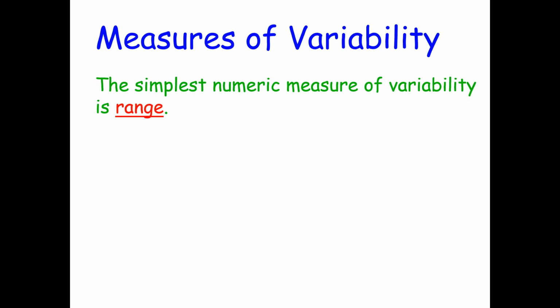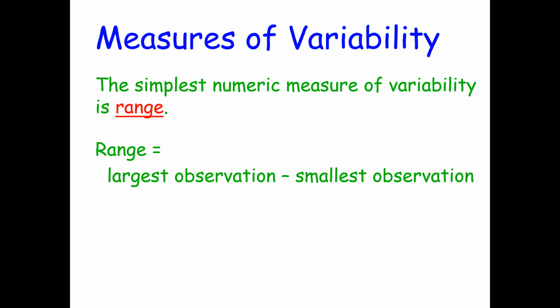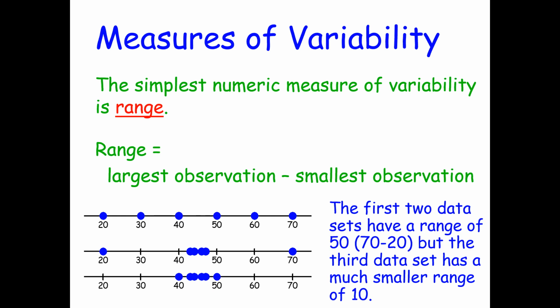The simplest numeric measure of variability is range. Range is taking the largest observation and then subtracting the smallest observation from it. Here, the first 2 data sets have a range of 50. You take 70 minus 20. But the third data set has a much smaller range of 10.